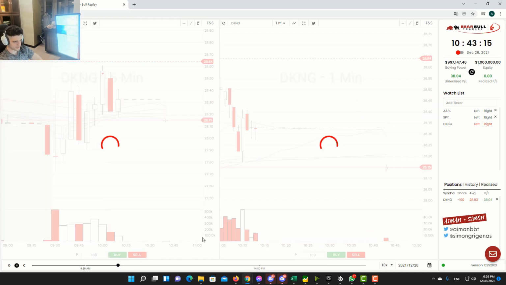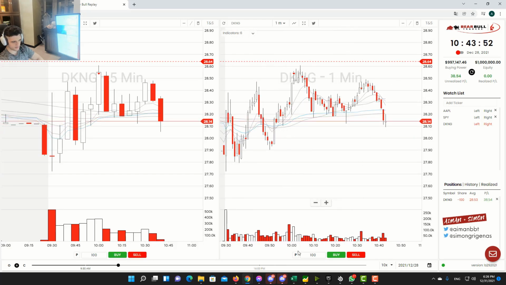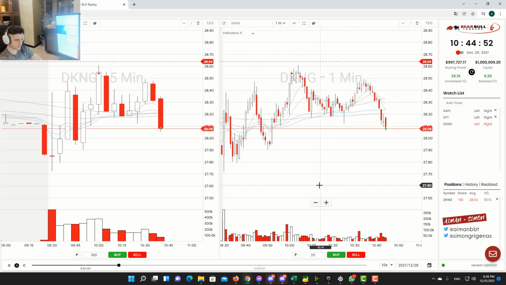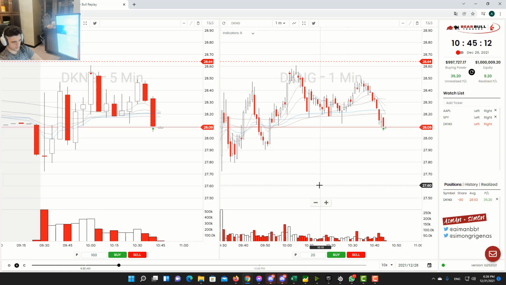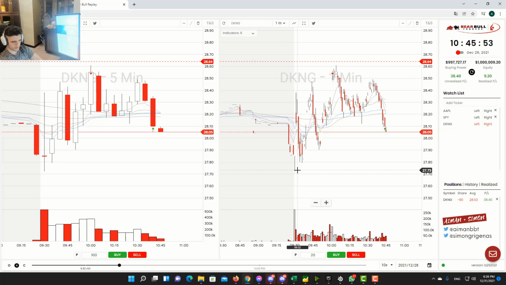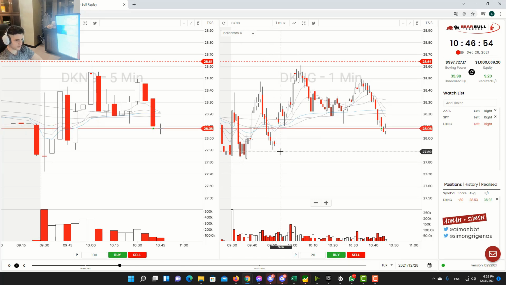But eventually, if you just scroll it forward, you can see that this thing started selling off, and then it's just a matter of risk to reward and partials. You just start taking partials at the key levels that you're looking for, or just exit all at once at the low of the day, which is the closest realistic support level.